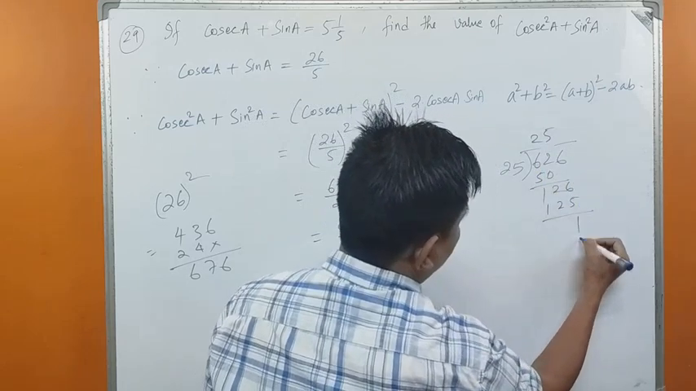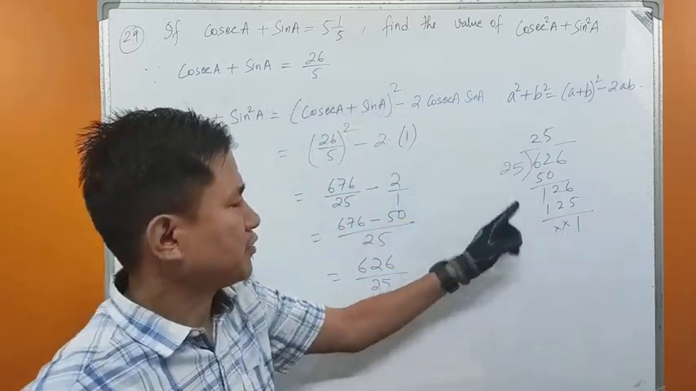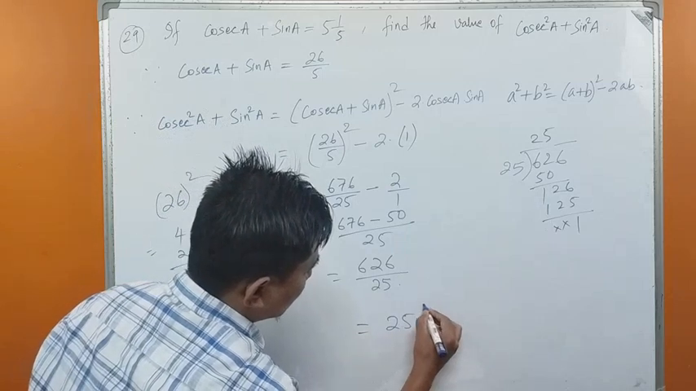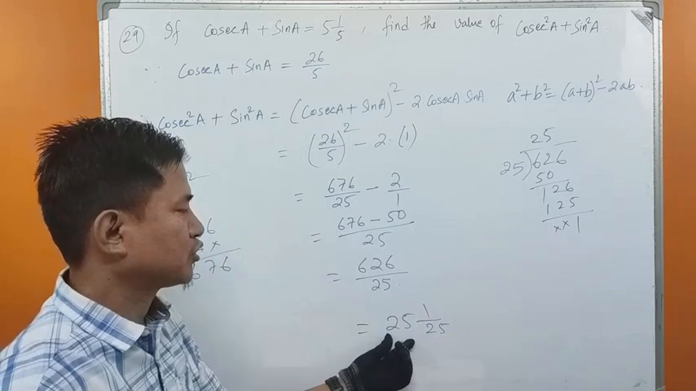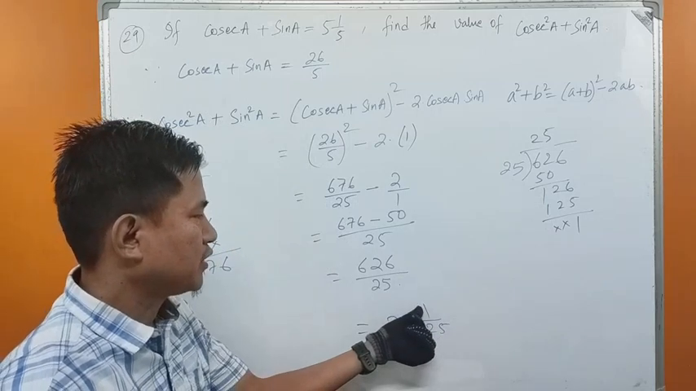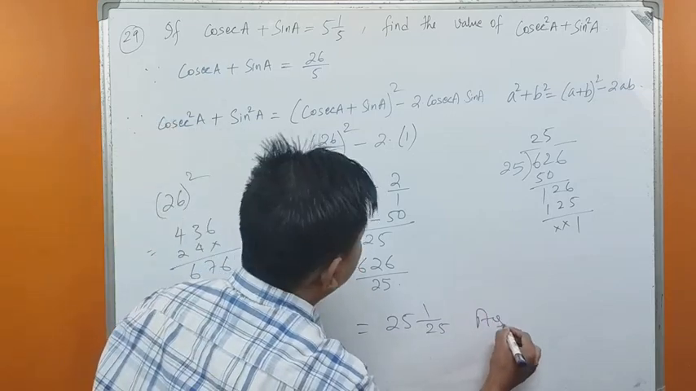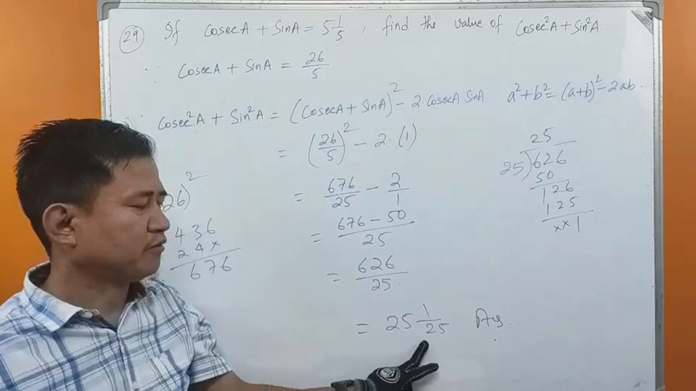6 minus 5 is 1, isn't it? So 25 whole 1 upon 25. This will give us 25 whole 1 upon 25. 25 into 25 is 625. Plus 1 is 626 upon 25. Okay, so this is the answer for this expression. The value of this expression is 25 whole 1 upon 25.